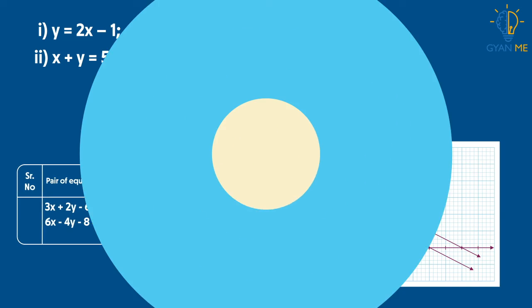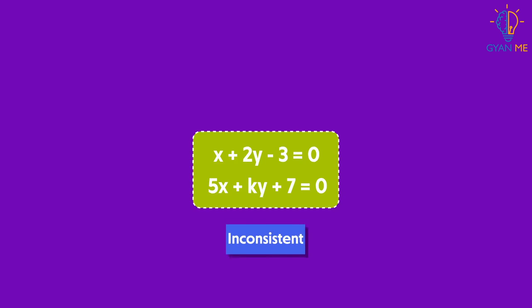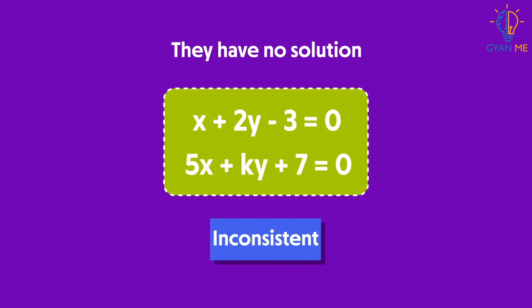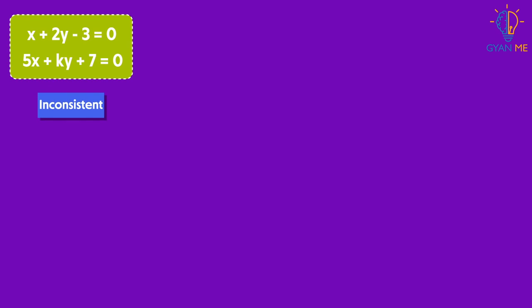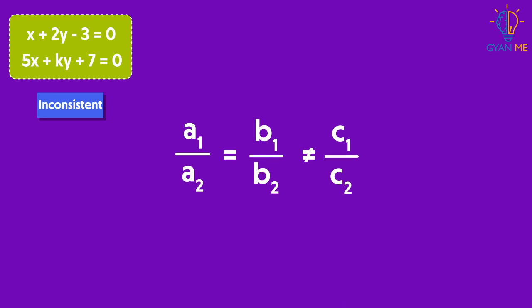Let's see another example. Find the value of k for which the system of linear equations x plus 2y is equal to 3 and 5x plus ky plus 7 is equal to 0 is inconsistent. Students, here we are given two equations and we are told that they are inconsistent. That is, they have no solution. Therefore, as per our table, the relation between the ratios of coefficients of x and y and the ratio of constants is a1 upon a2 is equal to b1 upon b2 is not equal to c1 upon c2.